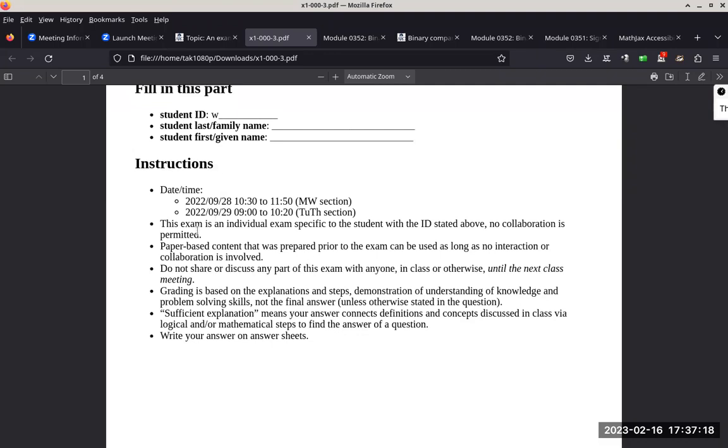It's very important. This exam is an individual exam specific to the student with the ID stated above. So you're going to have to put in your own student ID here. No collaboration. It's paper-based, no electronics during the exam other than a scientific calculator. If you have one of those fancy graphing scientific calculators, you can use those as well. I'm not really sure how fancy calculators will be super duper useful in this class. If you have all the basic stuff, a basic scientific calculator.